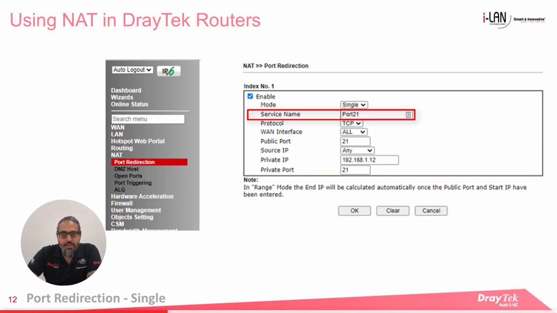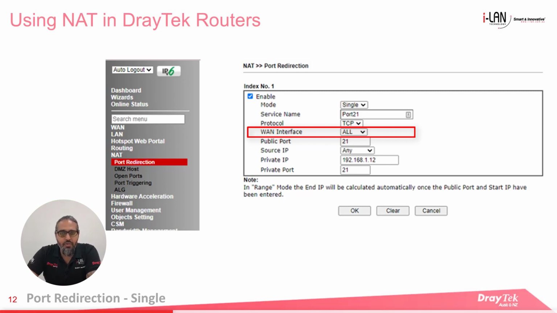Service name can be anything you like. We've named this rule port 21, but we could have called it FTP or anything else. Protocol can be TCP or UDP. We need TCP for FTP traffic. WAN interface comes into play if you have multiple WAN connections and you want to direct traffic on port 21 if it comes from any WAN or only if it comes from a specific WAN.